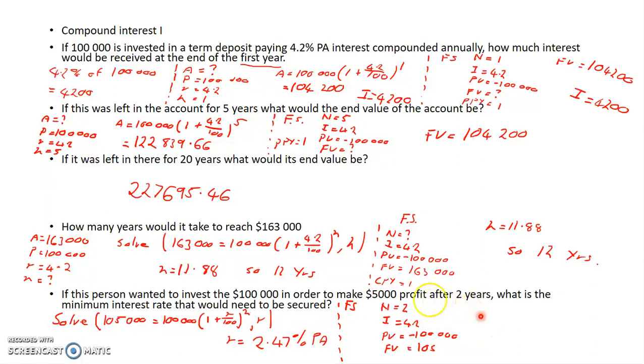If this person wanted to invest $100,000 to make $5,000 profit after 2 years, what is the minimum interest rate that they would need? So again, I could use a compound interest formula over here, or I could use Financial Solver with these values, and I end up with 2.47% per annum.